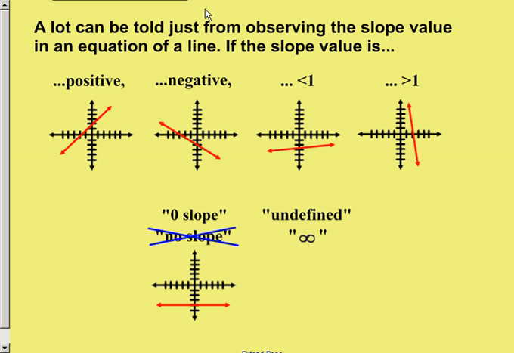Then also we have the flip side of that. We have undefined or infinity as a potential slope value. And this happens when a line is rising just fine, but it refuses to run. That puts a 0 in the denominator of our slope fraction. And of course, 0 in the denominator is an undefined fraction, meaning we have no language to describe what a 0 in the denominator means, so we call it undefined.